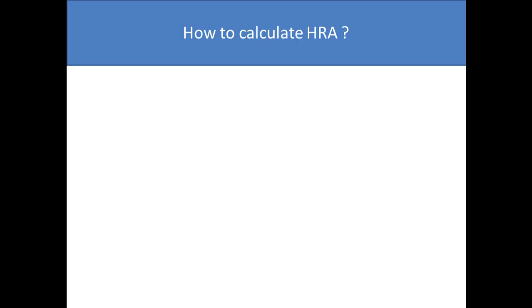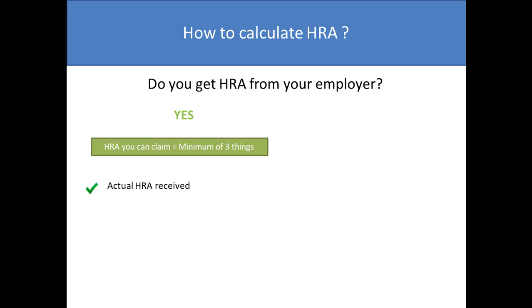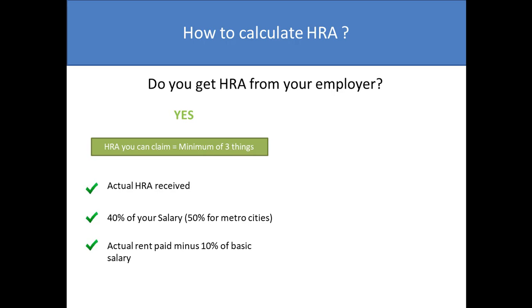Now let's see how to calculate HRA. Before that, I would like to ask you a question. Do you get HRA from your employer? If yes, then there are three provisions to calculate HRA. First one is actual HRA received. This is the amount that you receive as a HRA component with your salary. Then 40% of your basic salary if you are living in non-metro cities, or 50% of your basic salary if you are living in metro cities. Third provision is actual rent paid minus 10% of your basic salary. The lowest one among these three will be considered for your HRA exemption.